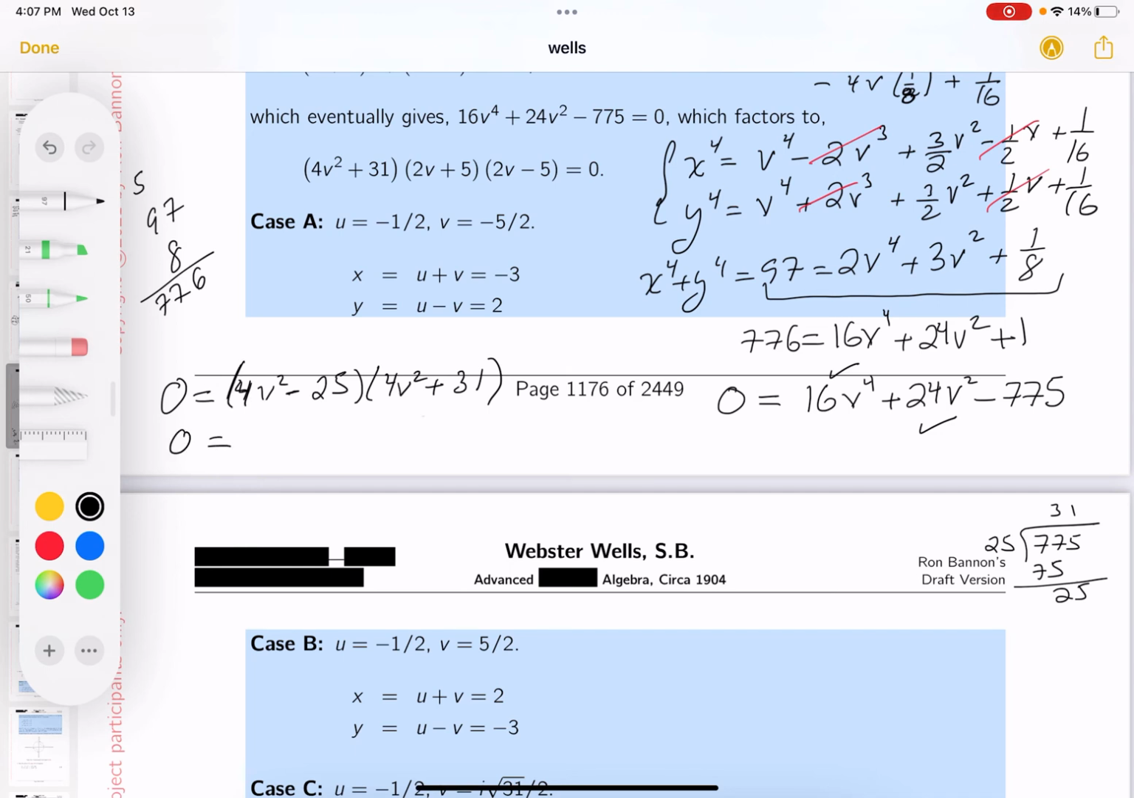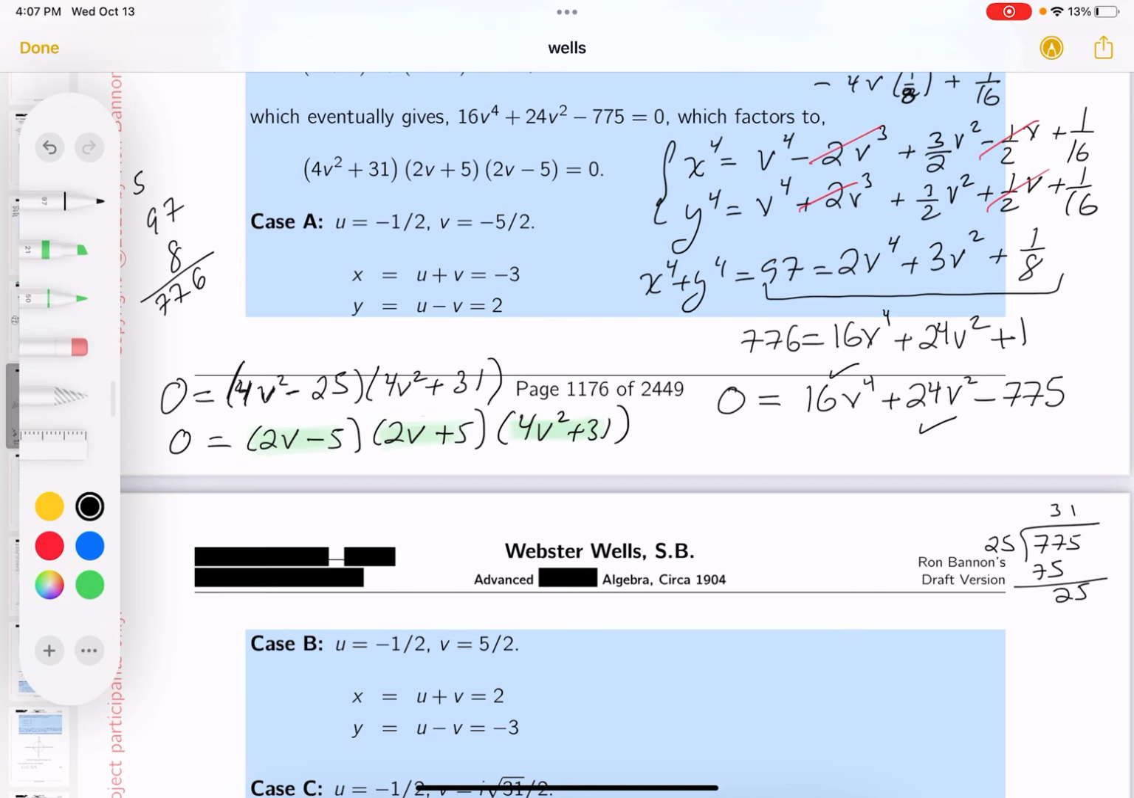I know it's tough. This is a V. This is 2V minus 5, 2V plus 5, times 4V squared plus 31. I want to point out something to you. This is a complex solution. I want to concentrate on the real solutions. And I got it. What's it going to be?